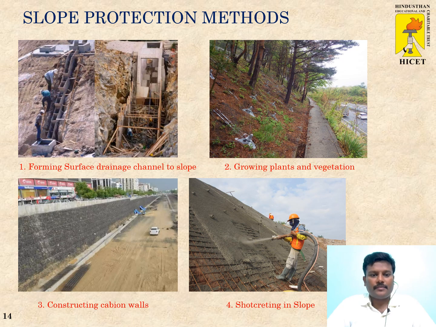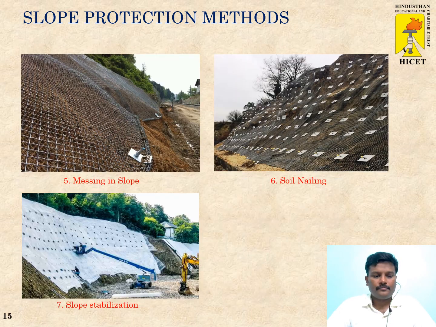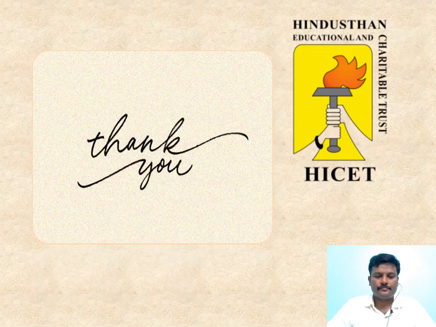These are some of the slope protection methods to improve the stability of slopes. First one, forming surface drainage channels on the slope. Second one, growing plants and vegetation on the slope surface. Third one, construction of gabion walls. And fourth one is shotcreting the slope. And fifth one is meshing the slope surface. Sixth one, soil nailing. And seventh one, slope stabilization. There are some other techniques also used as slope protection methods to improve the stability of slope.